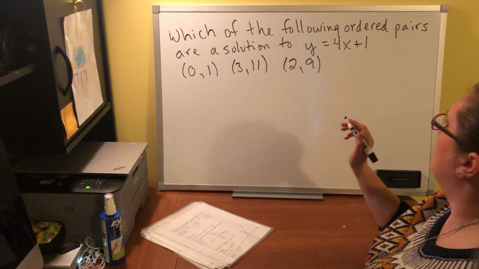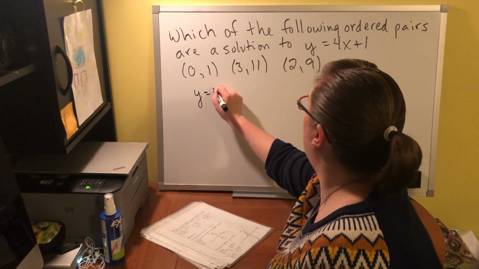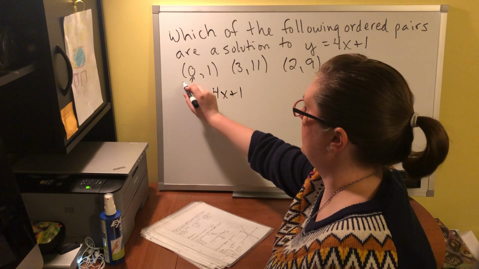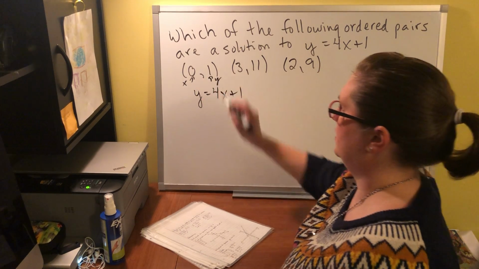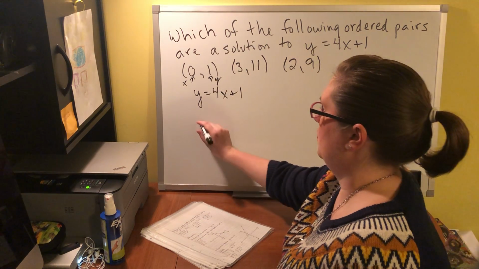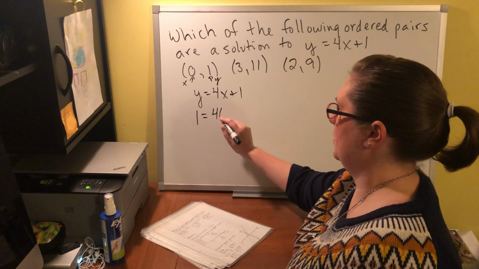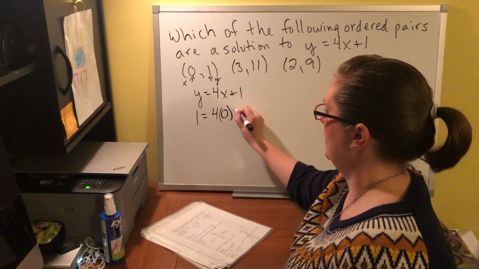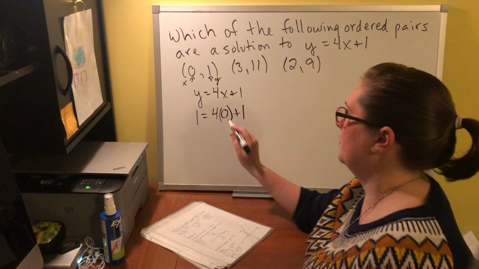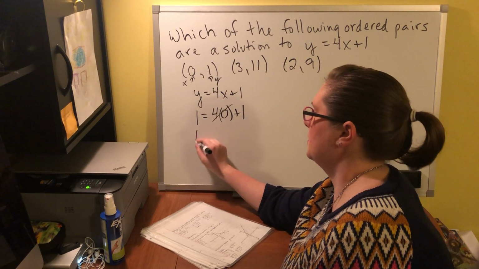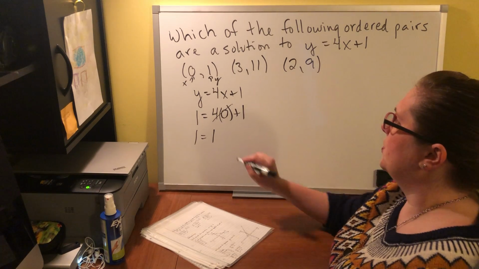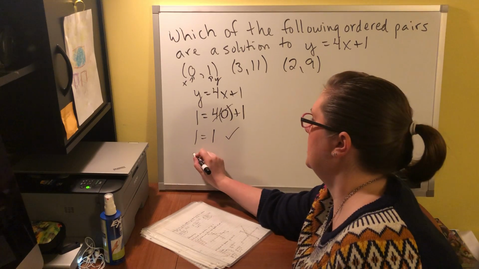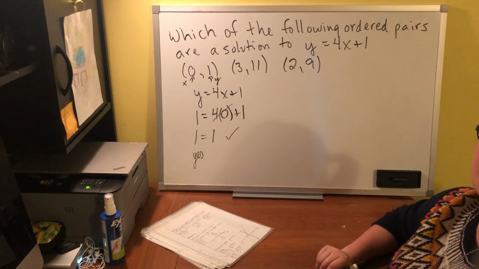Let's go ahead and do that. We have y equals 4x plus 1. Let's look at this first coordinate. Remember, this is the x, this is the y. So y is equal to 1, and we substitute that in. Now I have 4 times x, where x is 0, plus 1. 4 times 0 is 0, so it cancels. So 1 is 1. That means that, yes, this is a solution.